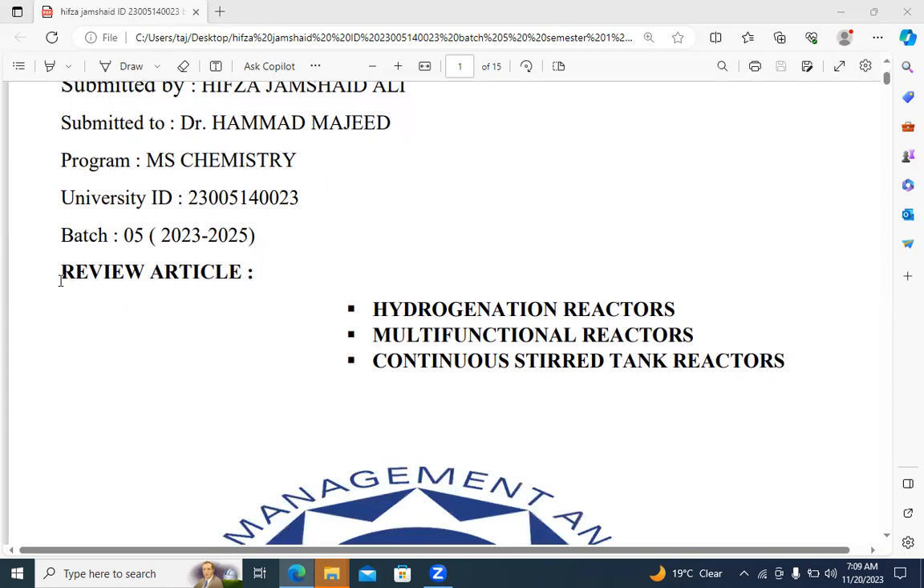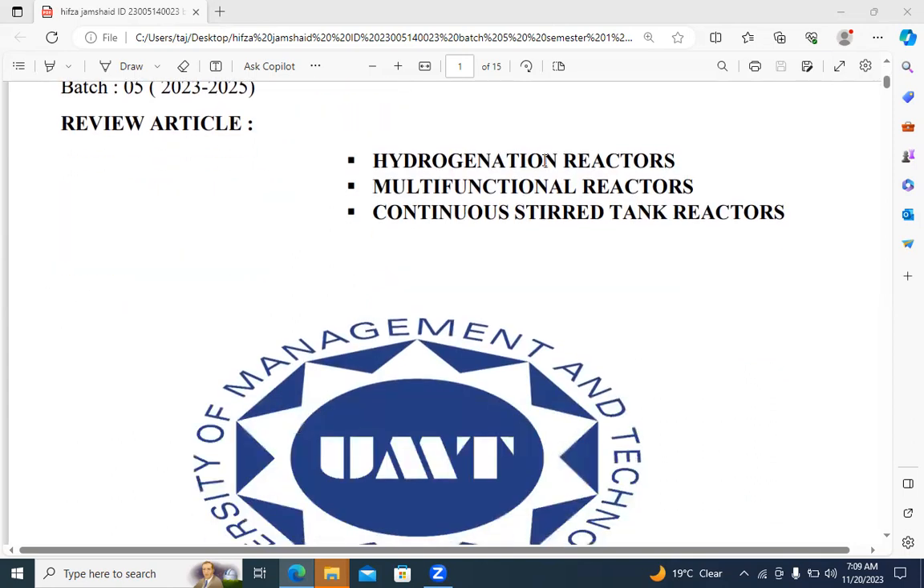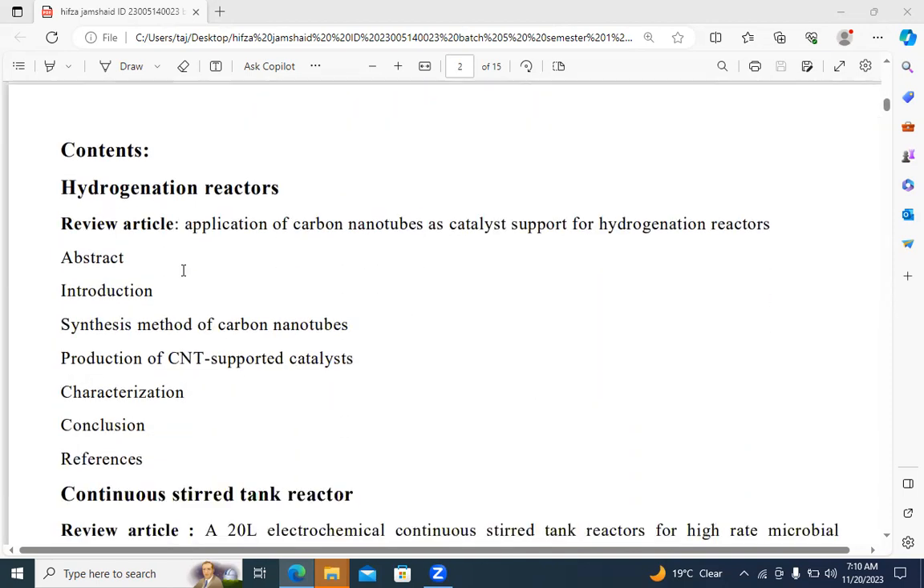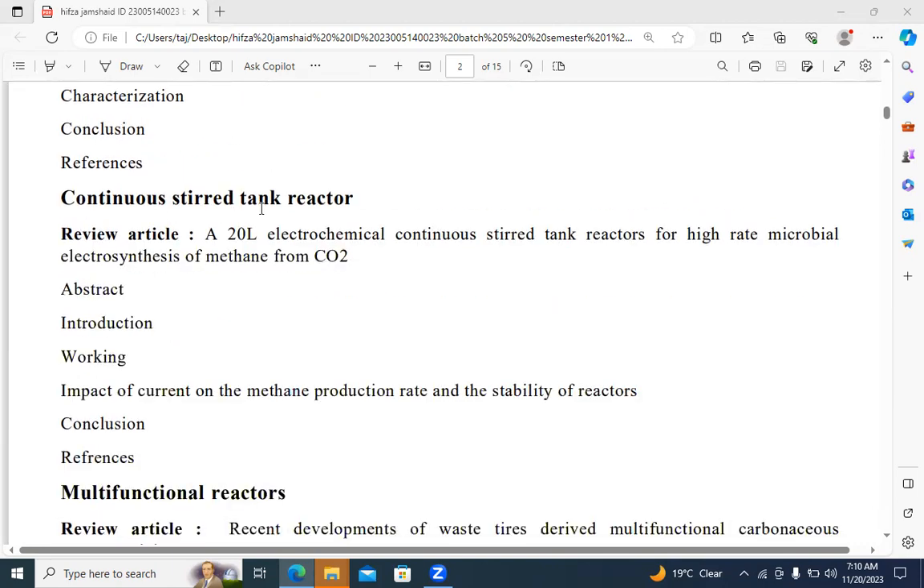Now I'm going to review articles about hydrogenation reactors, multifunctional reactors and continuous stirred tank reactors. There is content about hydrogenation reactors. In this review article, I will present the application of carbon nanotubes as catalyst support for hydrogenation reactors. And the second one is the continuous stirred tank reactor.